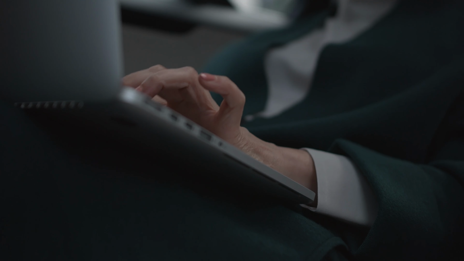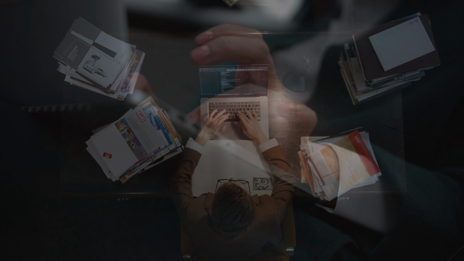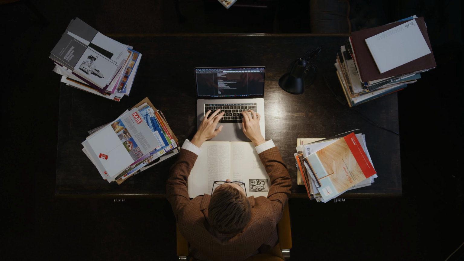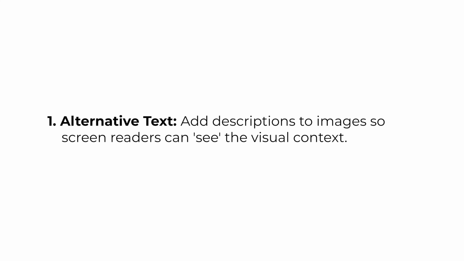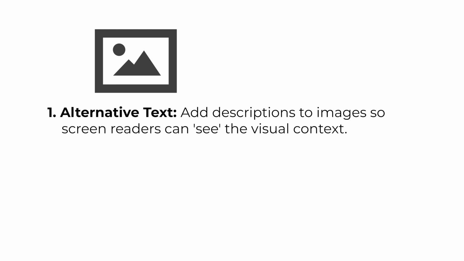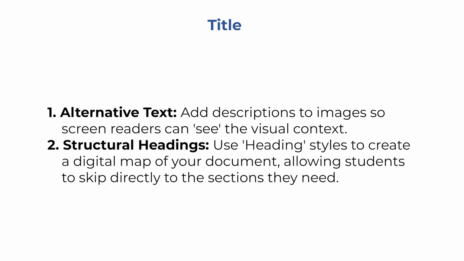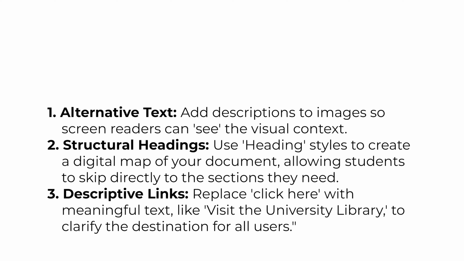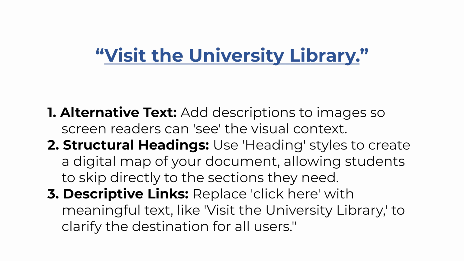Refining your course does not require technical expertise. It requires intentional design choices. You can begin with 3 high-impact actions. Alternative text. Add descriptions to images so screen readers can see the visual context. Structural headings. Use heading styles to create a digital map of your document, allowing students to skip directly to the sections they need. And descriptive links. Replace "click here" with meaningful text, like "visit the university library," to clarify the destination for all users.